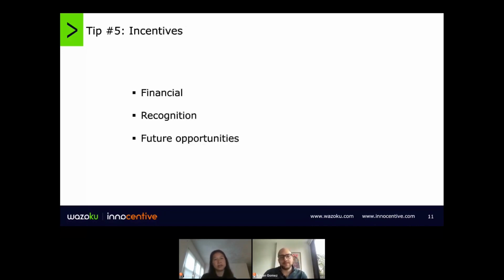Finally, let's move on to tip number 5, solver incentives. There are many things that motivate a solver to engage with a challenge. The most obvious incentive is a financial award. When designing a challenge, make sure that the award is commensurate with the time and effort that will be expended and accurately reflects the value of a potential solution.